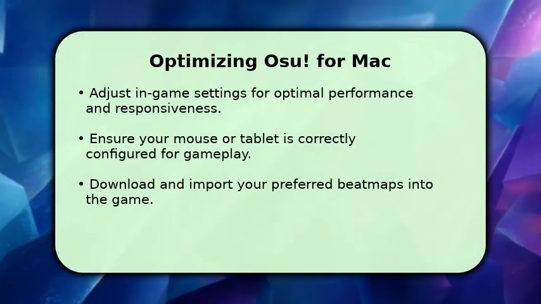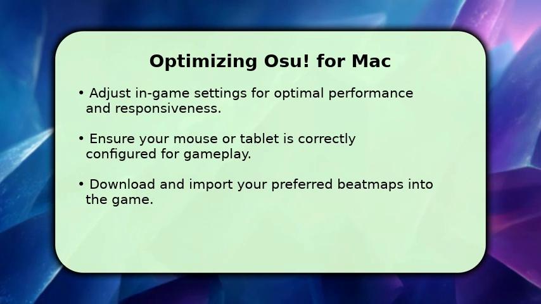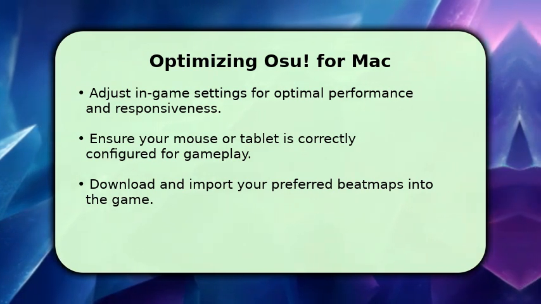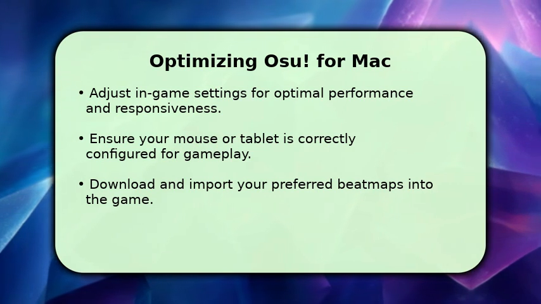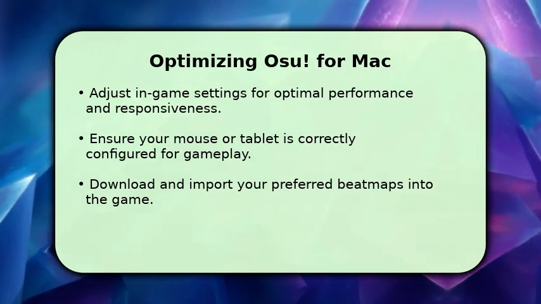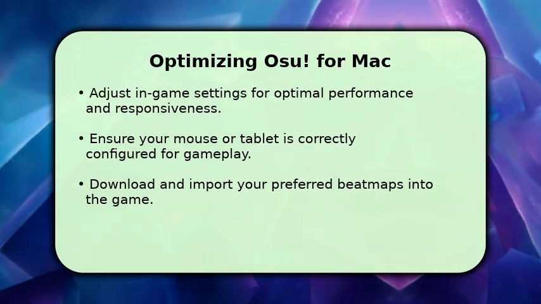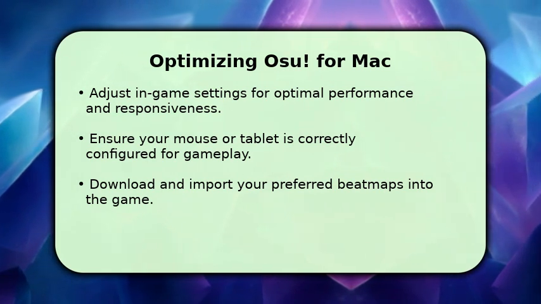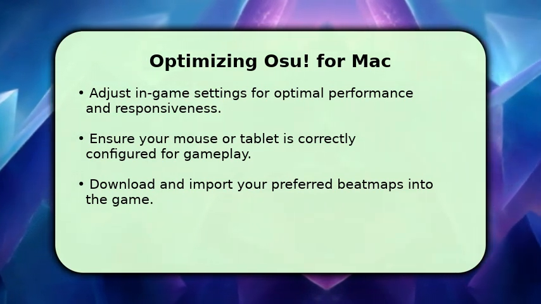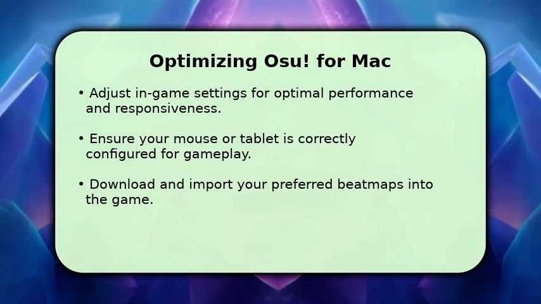After installation, it's time to optimize your osu! experience. Dive into the in-game settings to fine-tune graphics and audio for the best performance on your Mac. Make sure your input devices, like your mouse or drawing tablet, are properly recognized and calibrated. Don't forget to download and import your favorite beatmaps to start playing immediately. A personalized skin can also enhance your visual enjoyment.